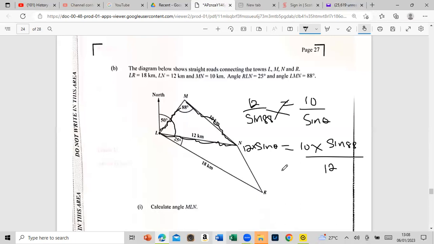All right, so let's see. I want to do it part by part. 10 times sine 88 works out to 9.993. So I'm going to divide this by 12 now. All right, so divided by 12. So that's 0.8.